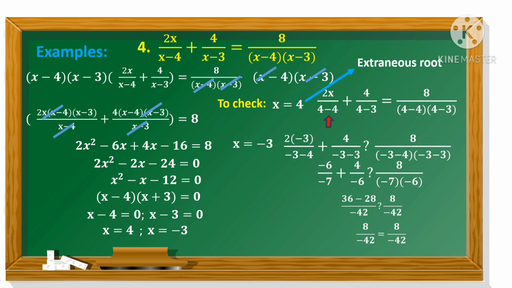So even if we will not simplify, for as long as we found out that they are equal, meaning the equation is satisfied by negative 3. So therefore, we can say that the solution set of the given equation is negative 3. So only negative 3 is satisfied. So only negative 3 is the answer. 4 is an extraneous root. Meaning, it is a value of x but it is not a solution of the given equation.